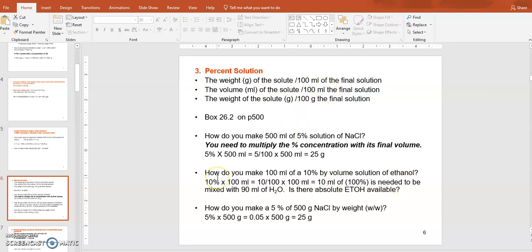So let's practice using this question. How do you make 500 ml of 5% solution? 5% is what? 5 over 100.